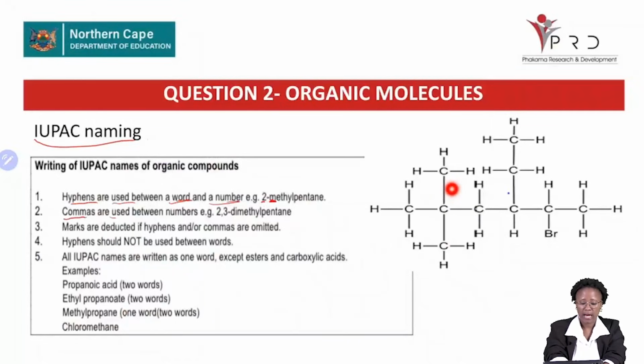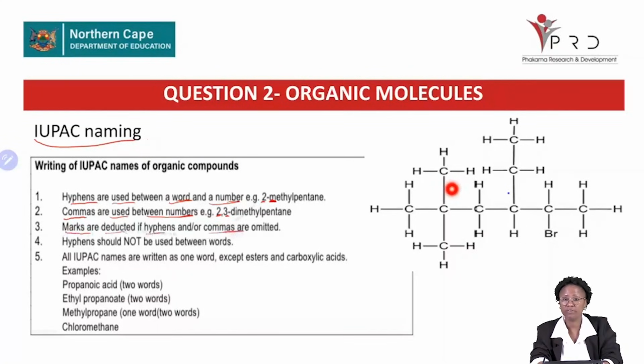The commas are used between the numbers. So between a number and another number, you are going to put a comma, not a hyphen. Remember, the hyphen is between the number and the letter. Marks will be deducted if the hyphens or the commas are omitted. Very much important to take note of that. Hyphens should not be used between words. So between a word and another word, you do not put a hyphen. You only put it between a number and a word.